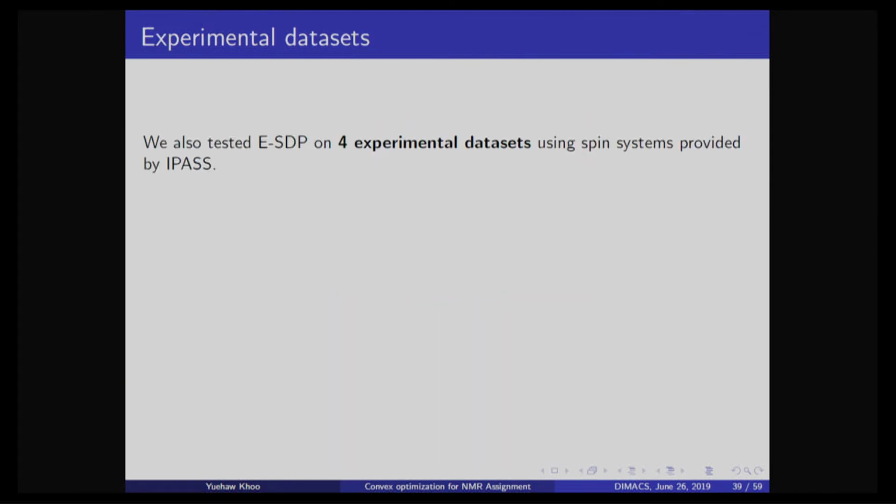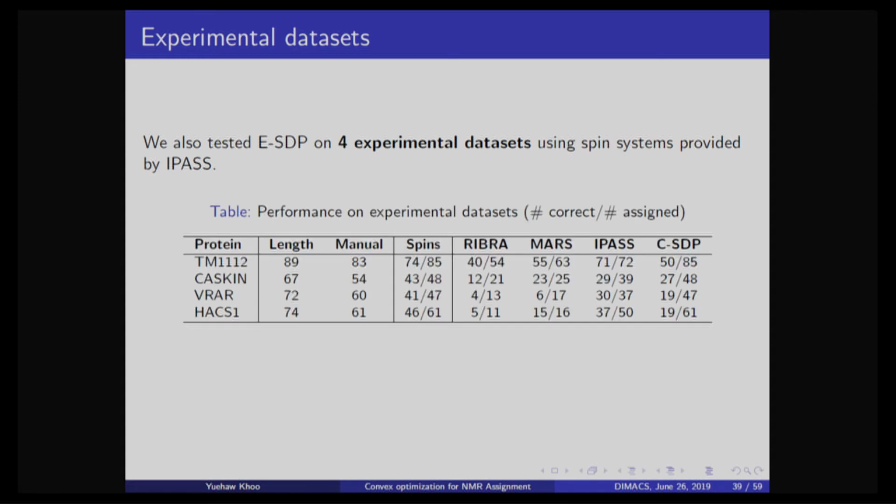And we have also tested it with 4 experimental data sets. But on the experimental data sets, our algorithm actually didn't perform that well compared to IPAS. So these are the 4 experimental data sets. And as you can see, the number that are correctly assigned. So for example, the first one, IPAS assigned 71 of them, and our algorithm assigned 50 of them correctly. So it's actually a lot worse than what IPAS is doing.